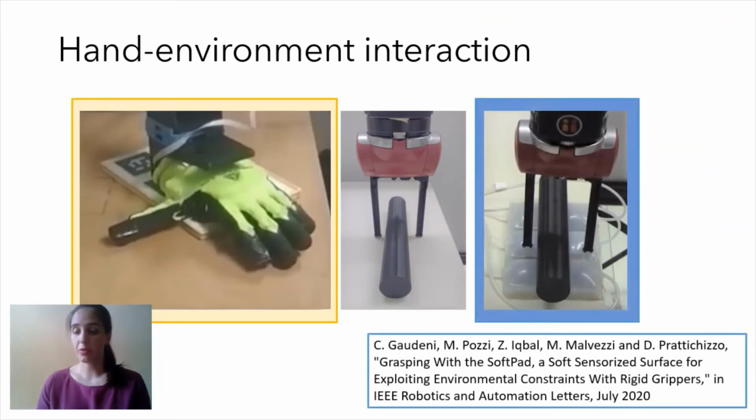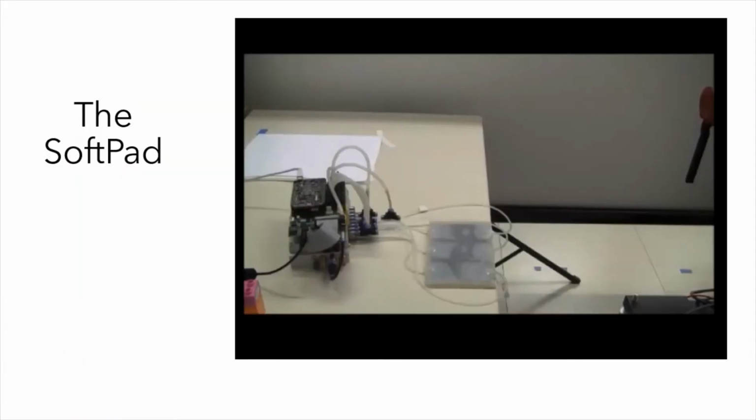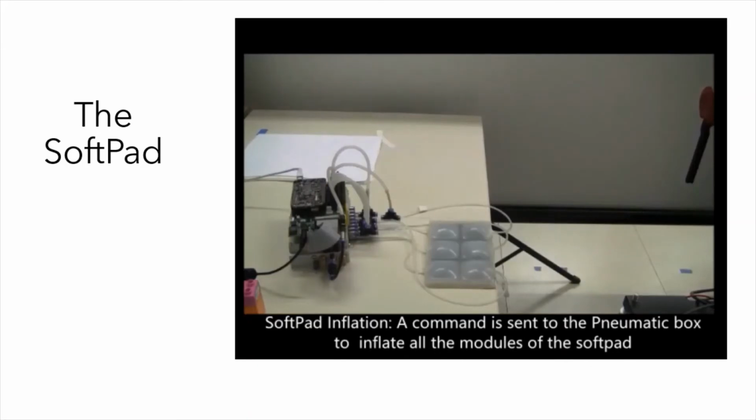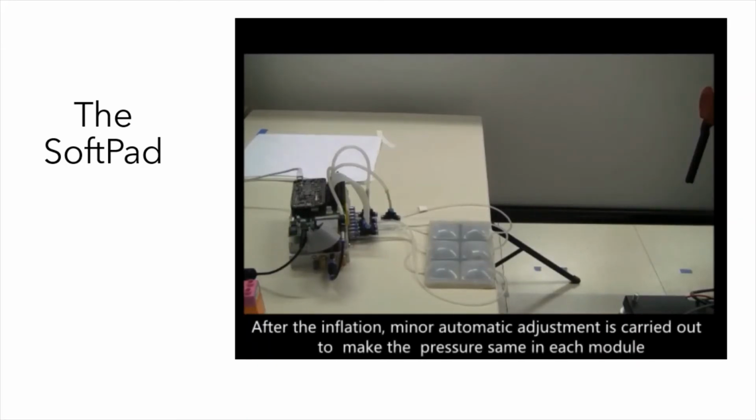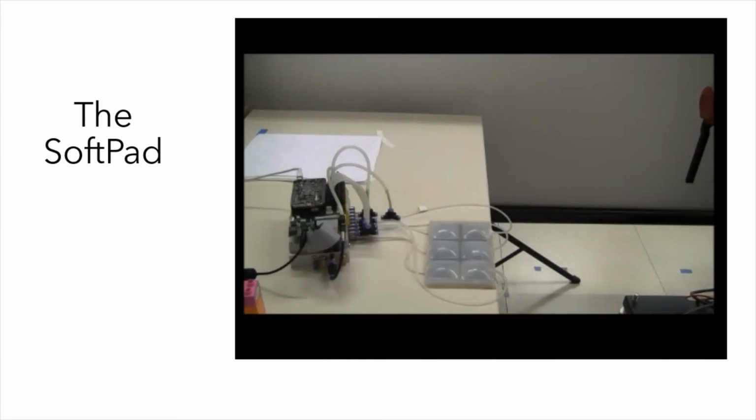In the second work I will talk about, we present a device that is called SoftPad, that is a soft layer that enables a soft and safe interaction between a rigid gripper and the environment beneath the object to be grasped. The SoftPad is a matrix of pneumatic modules made of silicon. Each module is connected to a pressure sensor, and based on pressure variations, we can actually detect when an object is placed over the SoftPad.